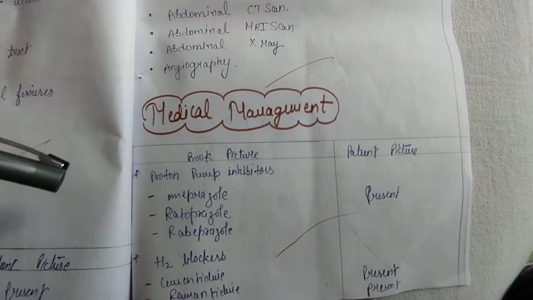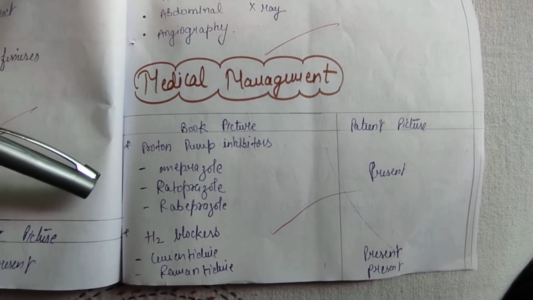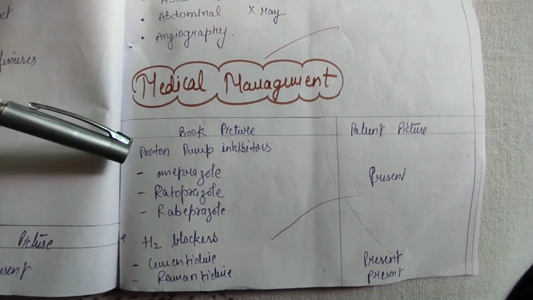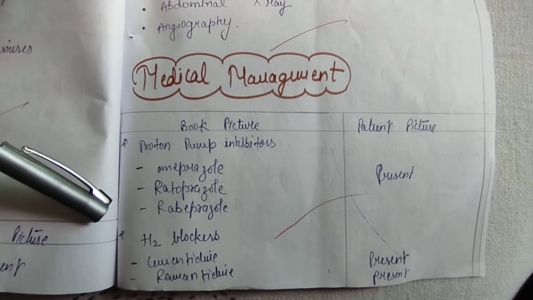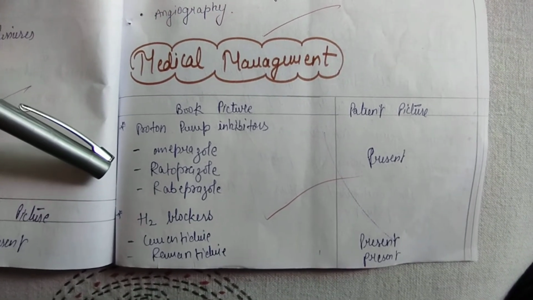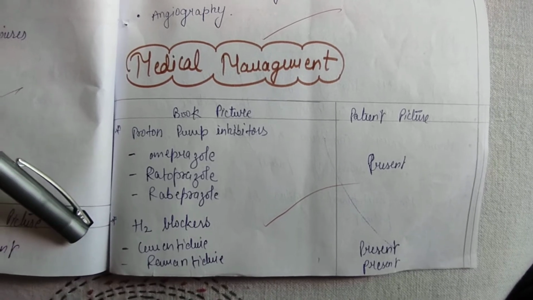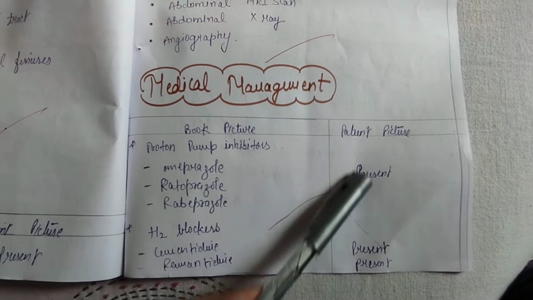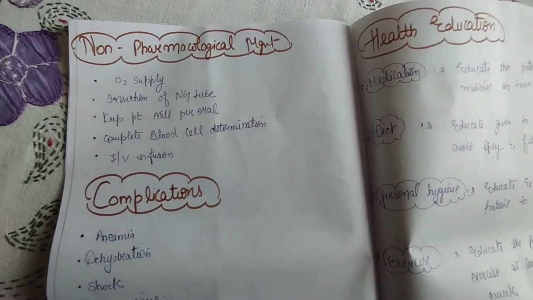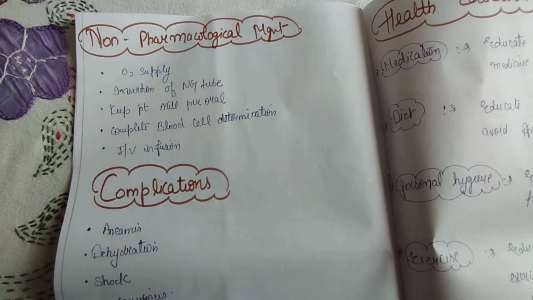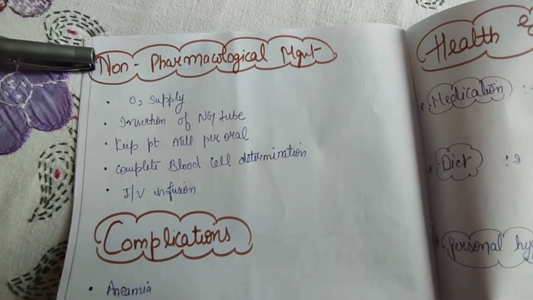Then it comes to the medical management. According to the book, what you are going to give to the patient is mainly medicines. Proton pump inhibitors and H2 blockers are the antacids. Omeprazole, rabeprazole, pantoprazole, then ranitidine and cimetidine. We give all of these antacids to the patient. What the antacids do is decrease the acidic secretions of the stomach to reduce the peptic ulcers of the patient.